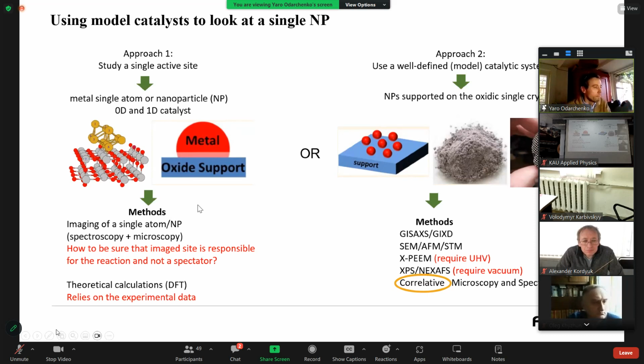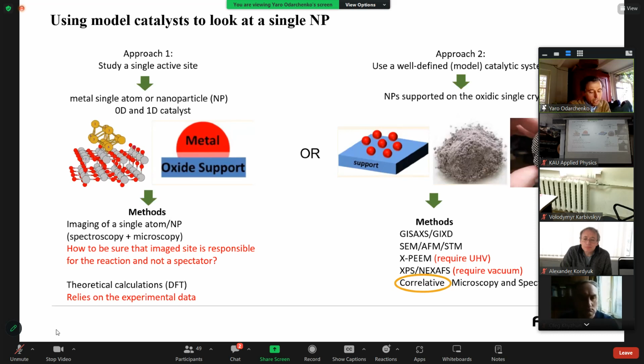A 1D catalyst would be like a single nanoparticle, but then you are not sure whether what you're looking at is actually really responsible for the reaction happening. And this could also be a well-defined model 2D or 3D catalyst. But obviously, with the 3D catalyst, we're going to bulk, and then complexity increases again. It's not that easy. So, the ideal system, what I'm going to say, is to use a 2D flat catalyst, which are essentially nanoparticles supported on flat single crystals.